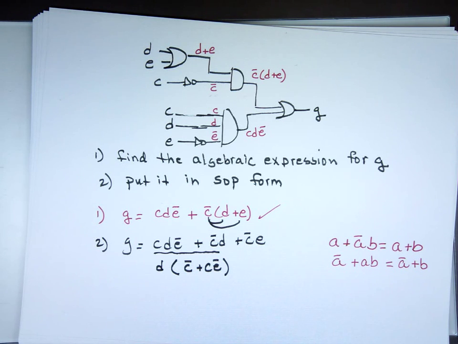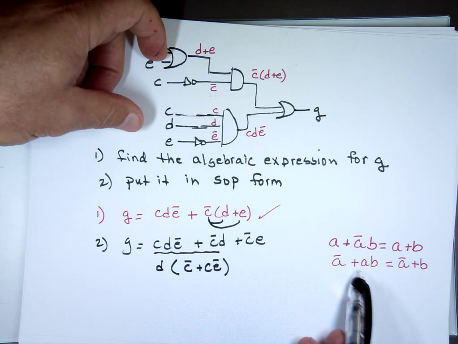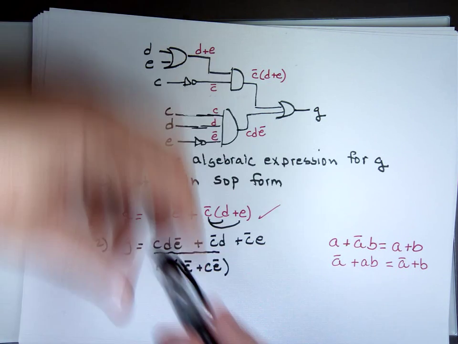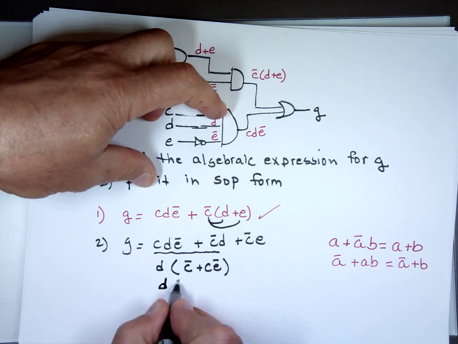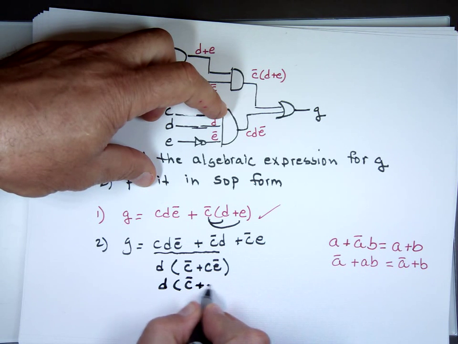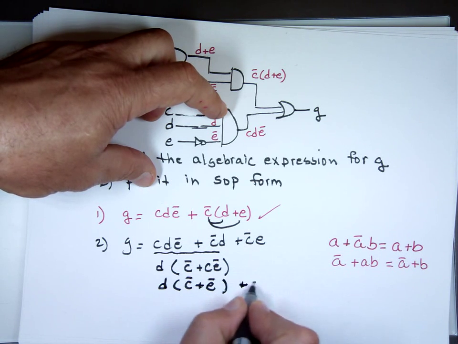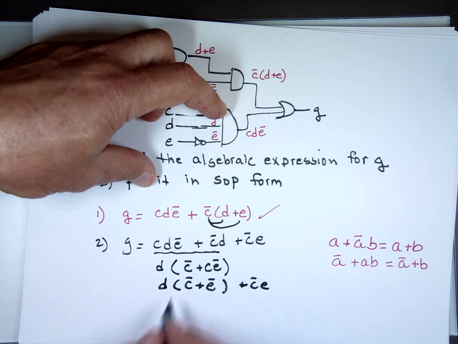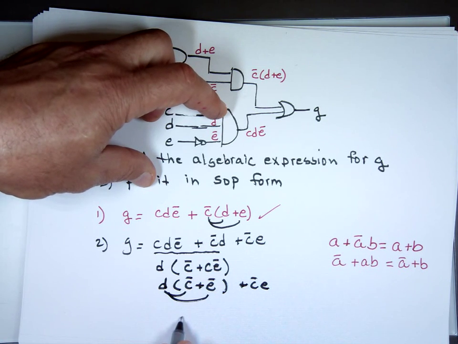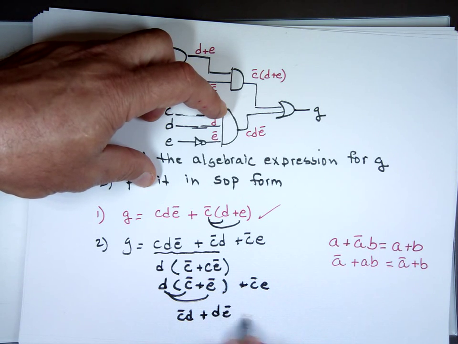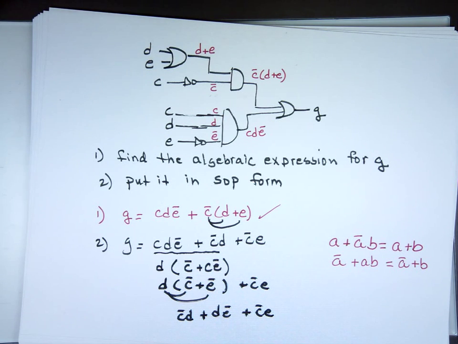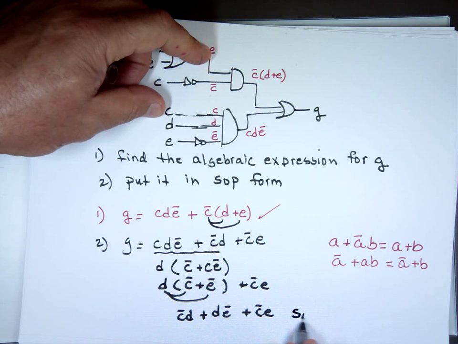Now, can I apply that here? Notice this one here looks just like this one. So I should be able to write that D times what? C bar plus E bar. Now distribute that one more time. C bar D, D E bar, C bar E. And now we got your sum of product completely simplified.